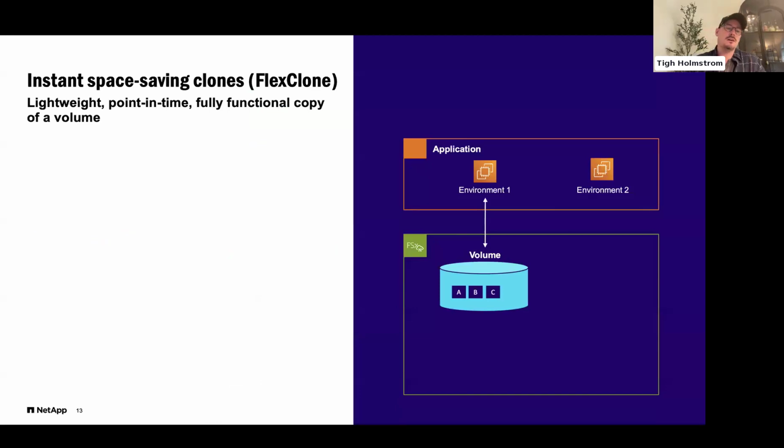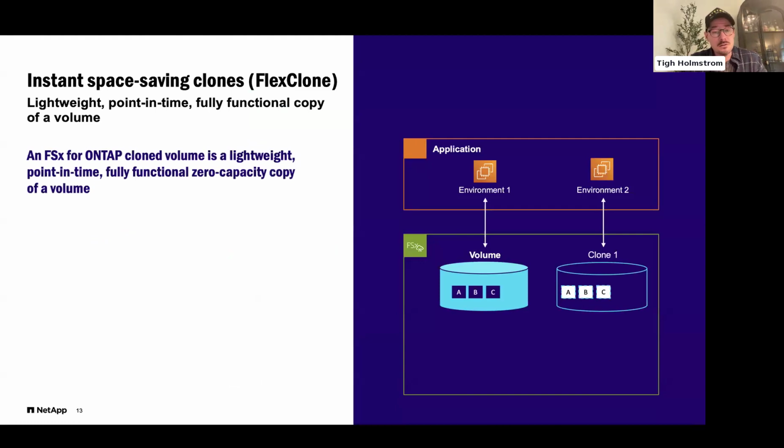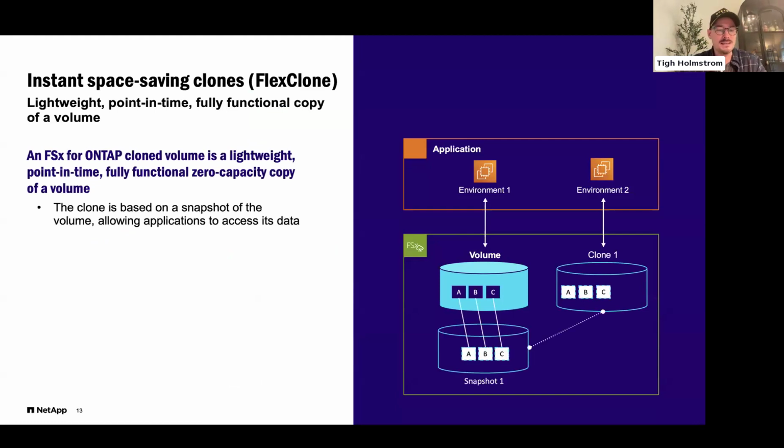Just a couple quick notes on our clones. Again, FlexClones are thin clones. They're lightweight. It's point in time because it's based on a snapshot. So you create a snapshot, then you create a clone off of that snapshot. They're fully functional and zero capacity. What I mean by fully functional is you can actually write back into the clone, which is really cool. I'm not talking a whole lot about that here, but the clone is not just read only, it's a read write clone. Now, the writes going back into the clone might be a delta change, but it's only the delta change and not, again, a full copy. So again, it's based on a snapshot.